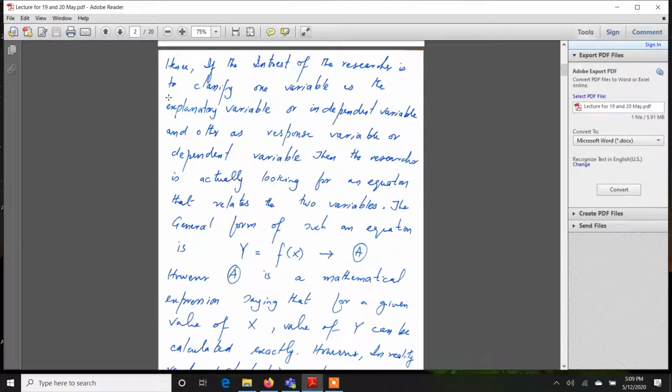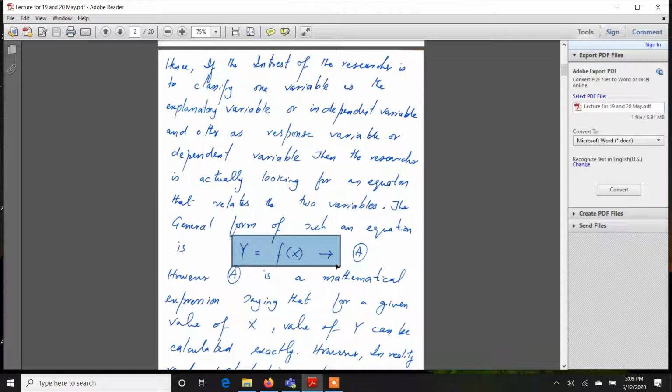So if our interest is to classify one variable as independent or the explanatory variable because it is explaining the dependent variable, while the other one as response variable or the dependent variable, then we are looking for a regression equation. The general regression equation, as the background concept, is y, or the dependent variable, is a function of an independent variable x.